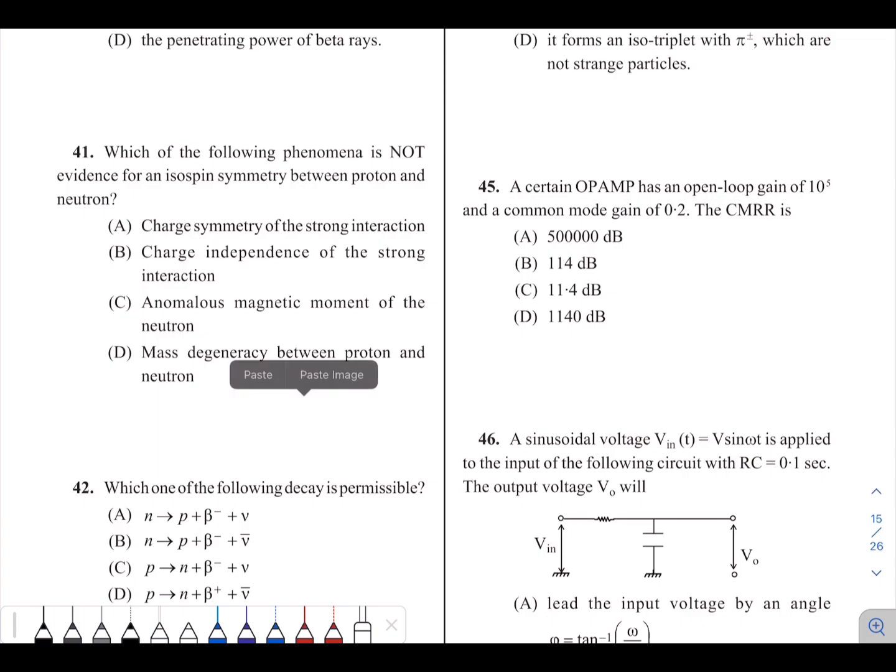So I have searched in Wikipedia and these are the values. The anomalous magnetic moment of proton is 2.79 nuclear magneton, and for neutron it is minus 1.91 nuclear magneton.